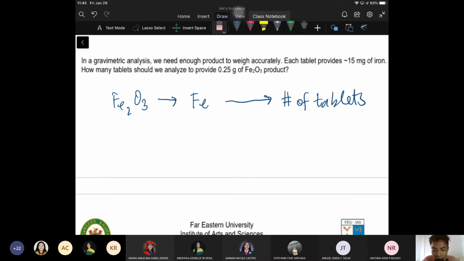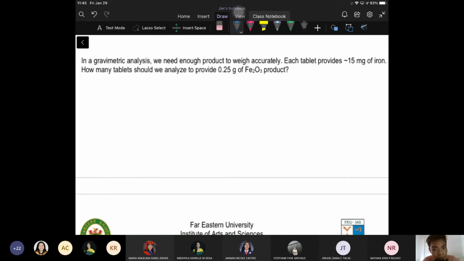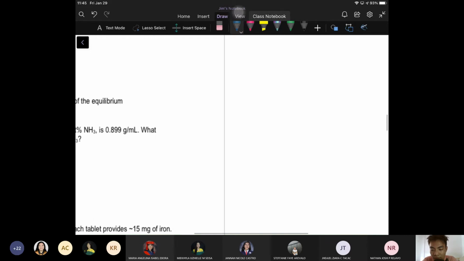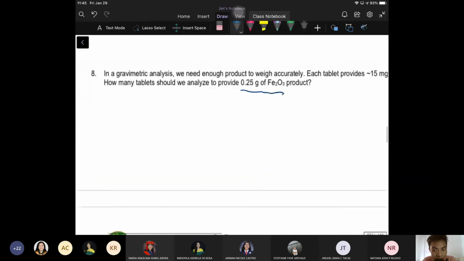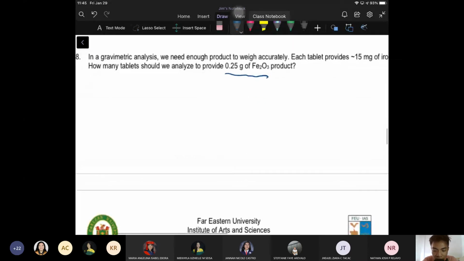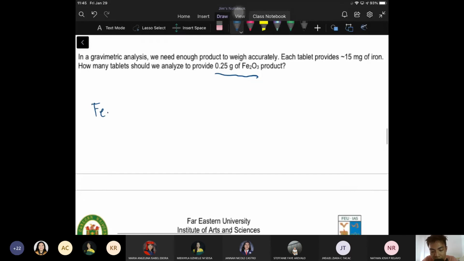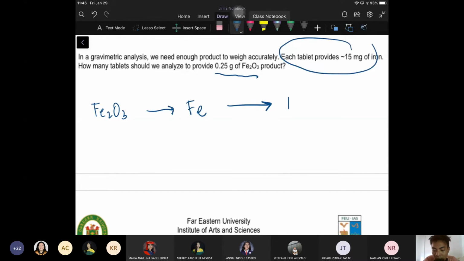So, ano uli gagawin natin? Naburahin ko to. Ano uli gagawin? From the given substance, ganun naman sa Stoich, di ba parati? You always start with the given substance. Edi iron 3 oxide yun. From the given substance, you will convert that into amount ng iron. And then eventually, from amount ng iron, using this info, pwede natin malaman yung number of tablets. Okay? So, ganun.